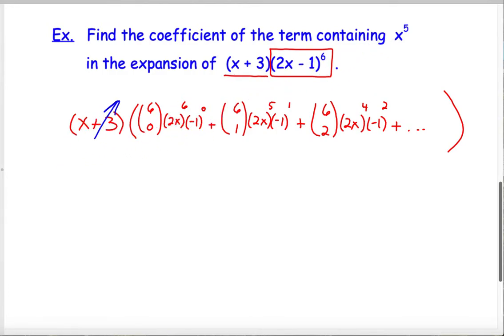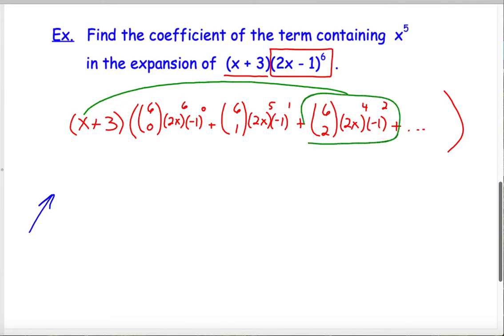When I multiply the x times the second term, which will have an x to the fifth, that'll make it an x to the sixth power. Not interesting. Finally, though, when I multiply x times this third term, which has an x to the fourth, I will get an x to the fifth. So that's one that I'm interested in. So I want to multiply this x times this term here. That's going to give me an x to the fifth.